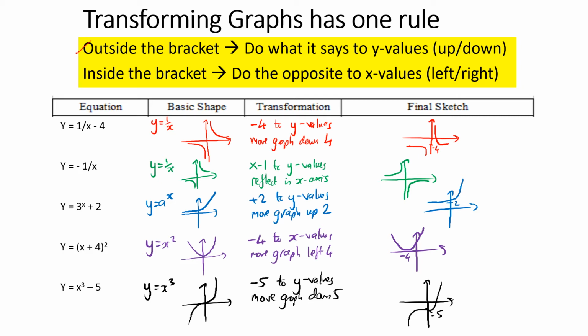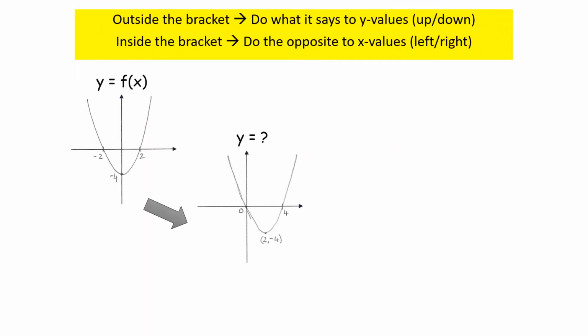So that's the basic idea. Now, this isn't the only way these questions can be asked. They can avoid writing down the equation of the graph overall, and you can just ask you what's happened to get from this graph to the other one.